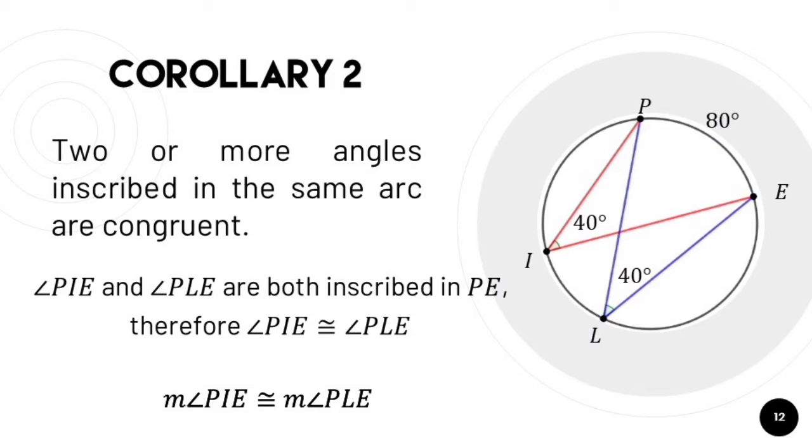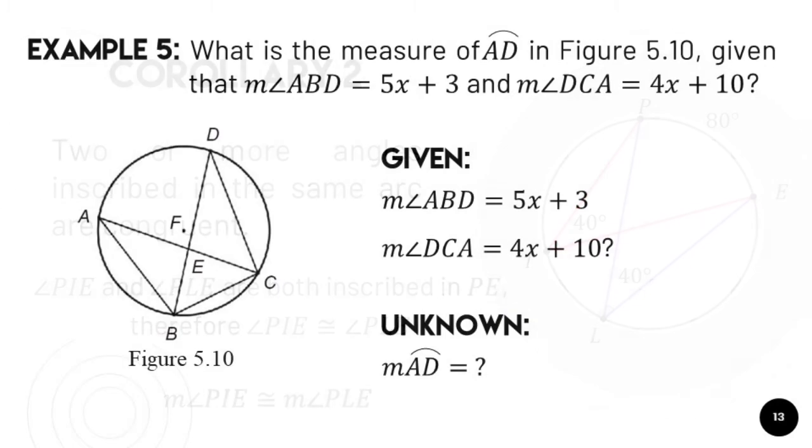Corollary number 2. Two or more angles inscribed in the same arc are congruent. On the figure, angle PIE and angle PLE are both inscribed in arc PE. Therefore, angle PIE is congruent to angle PLE, meaning to say the measure of angle PIE is equal to the measure of angle PLE. Let us take a look at this example.